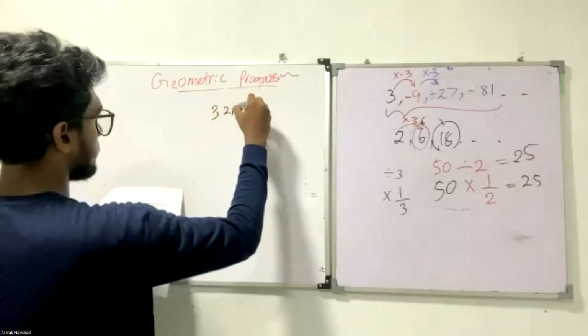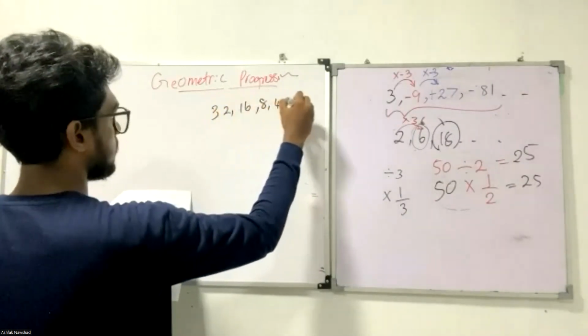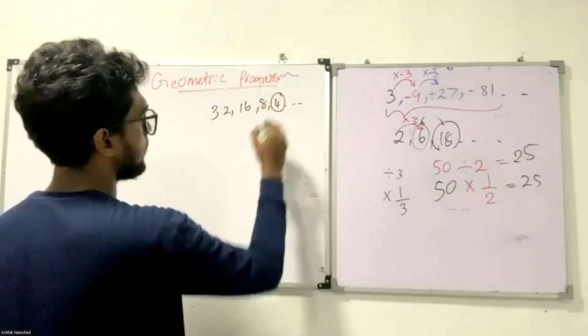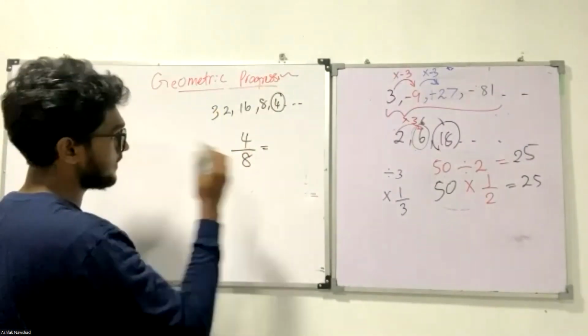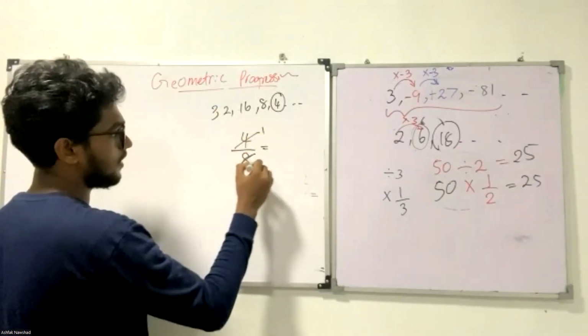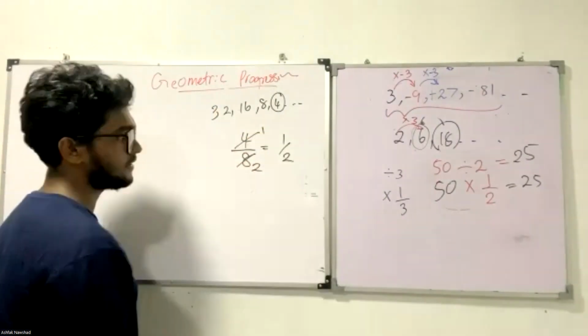The second one is 32, 16, 8, 4. So I'll choose 4 and I'll divide 4 by the previous term. So it is 1 over 2. The common ratio is half.